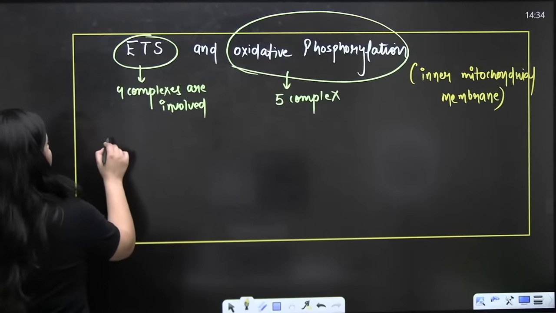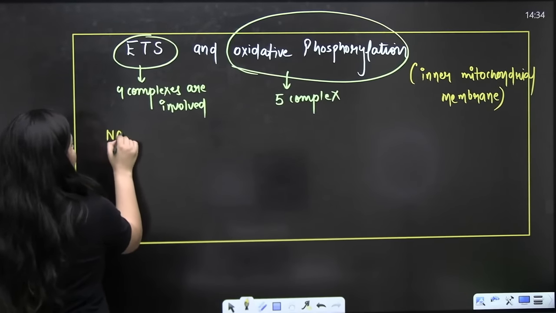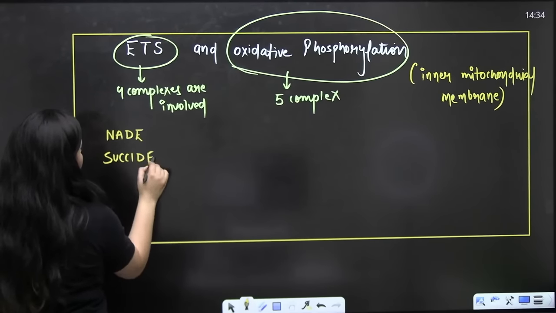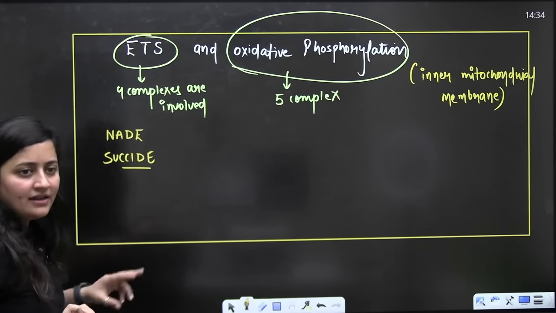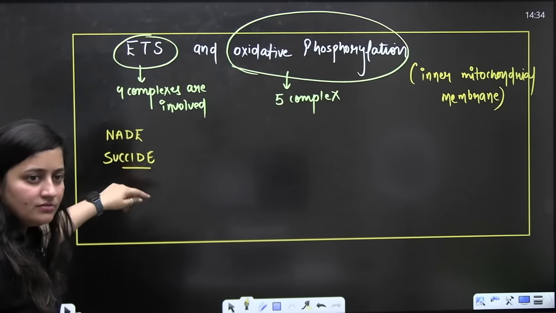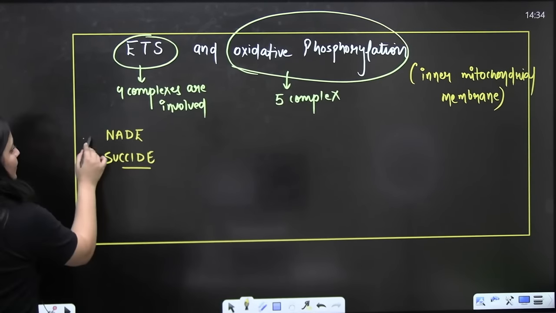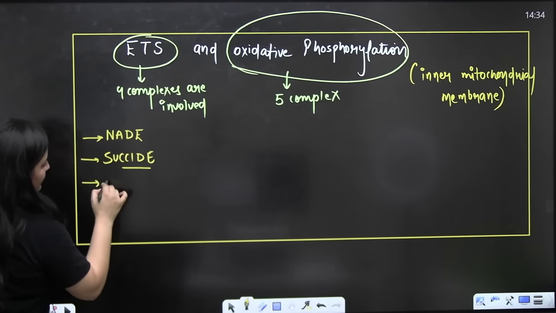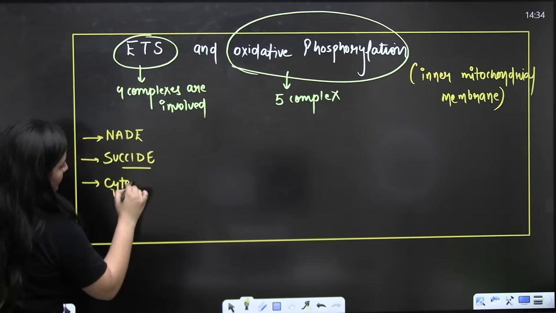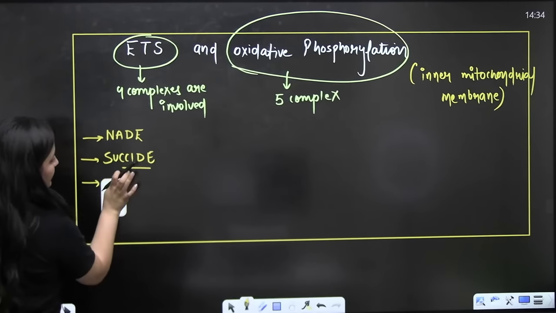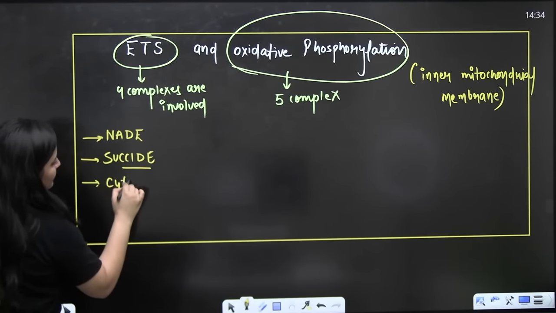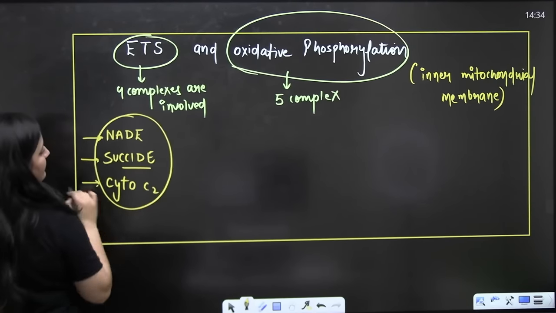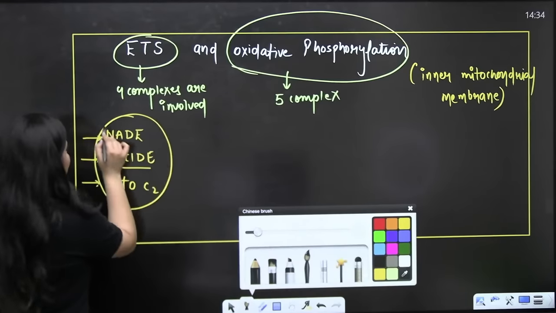So here the trick is, Susidi looks like suicide, right? Nedi. So you have to remember it in this way. Susidi looks like suicide, but we have to remember it. And then comes the cytochrome. First of all, let me tell you about the trick. Then it is cyto C2. This is the trick, right? I'll decode it.